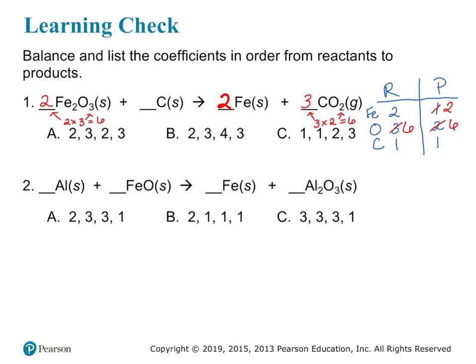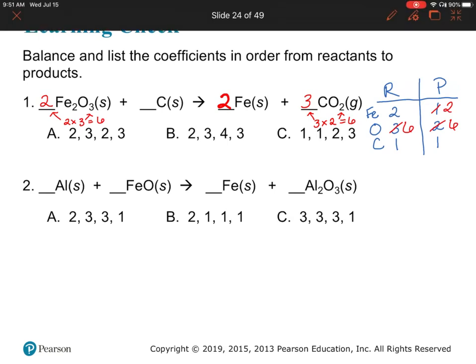But wait a minute. Remember, when you multiply a compound by a coefficient, you're multiplying all the elements in that compound by the coefficient. So not only did we change the number of oxygens, but we also changed the number of irons. So we have 2 times 2. So now we have 4 iron atoms on the left. And then we also changed the number of carbons. So now we have 3 times 1, which is 3 carbons on the product side.